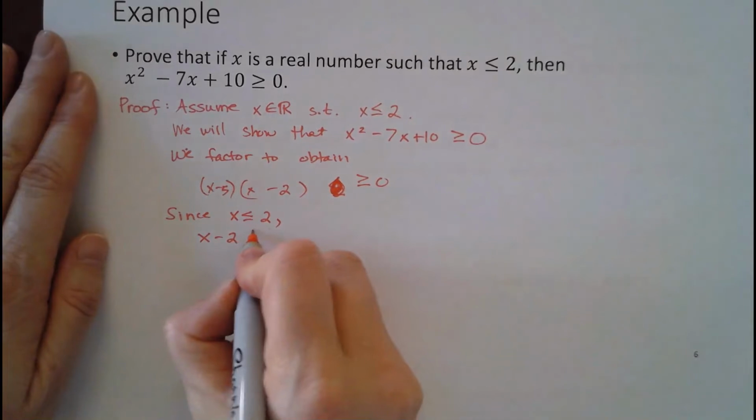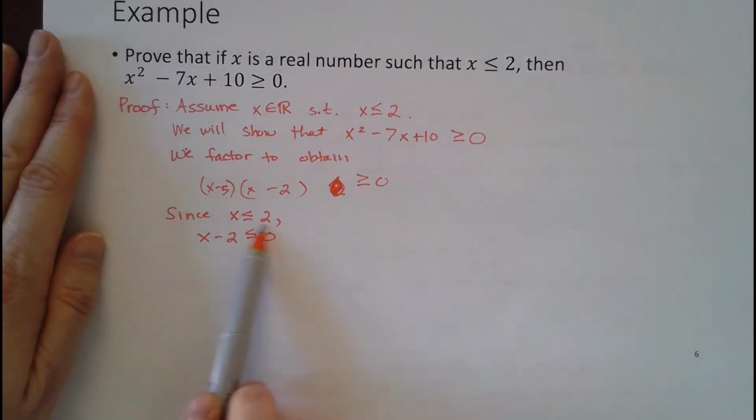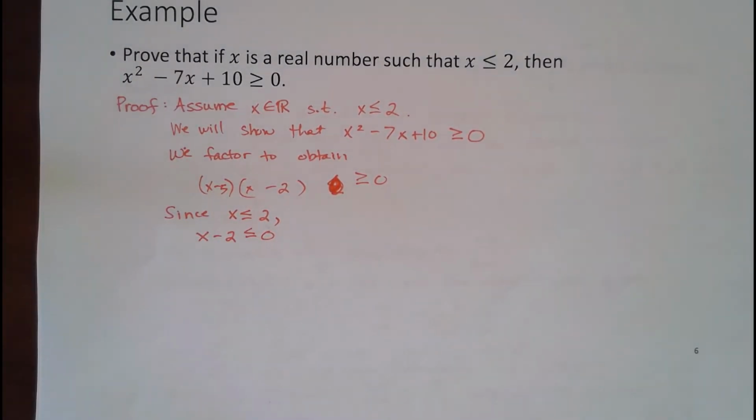It's less than or equal to 0, right? Just subtract 2 from both sides. We just change that inequality. All right, so we know that x minus 2 is less than or equal to 0. Does that mean that it's negative? No, what's the word for it? It's not negative, it's non-positive. All right, so x minus 2 is non-positive. Okay, it's either negative or 0, but it's non-positive.